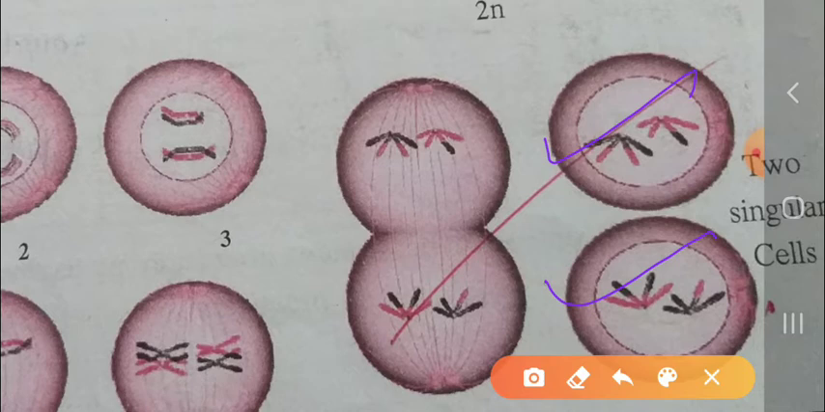So as this is the stage or step 1 of the meiosis, here two cells are formed, and further from these two cells again 4 cells will be formed. So this way we can understand the meiosis process.